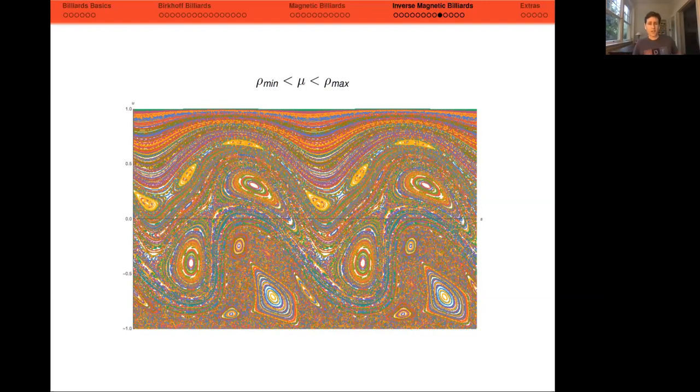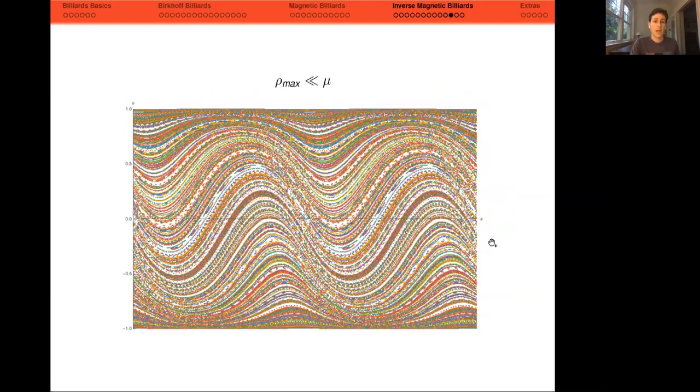Here's a slightly more detailed phase portrait for our inverse magnetic billiard. We have these period 2 orbits. There's a lot of invariant curves close to pi, and down here close to 0 as well. Here's a fun picture that is very Starry Night-esque of the phase portrait when mu is between the minimum and maximum radii of curvature. The orbits that correspond to some of these invariant curves are very interesting, and some of them have almost polygonal caustics. I didn't include any of those pictures here, but they're very fun to explore.